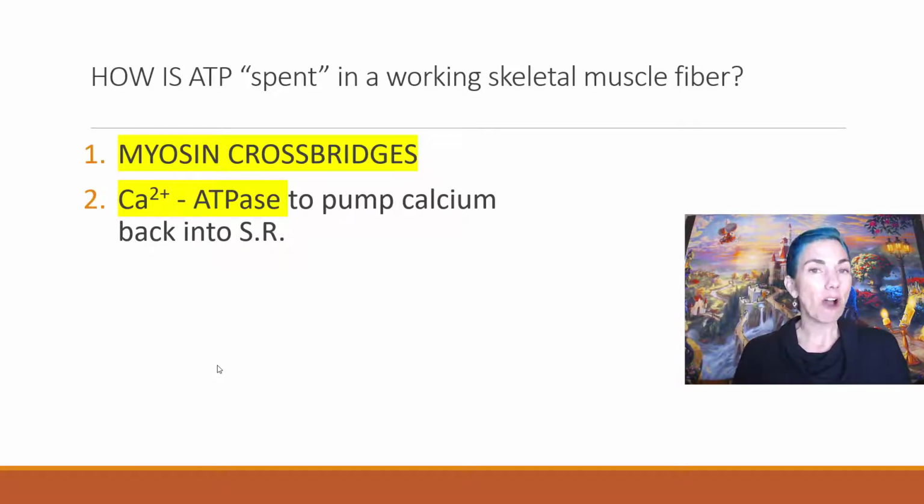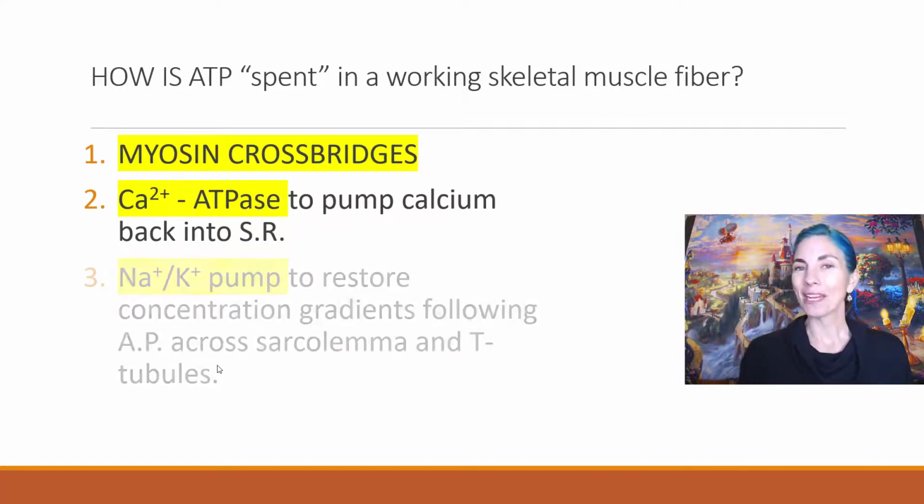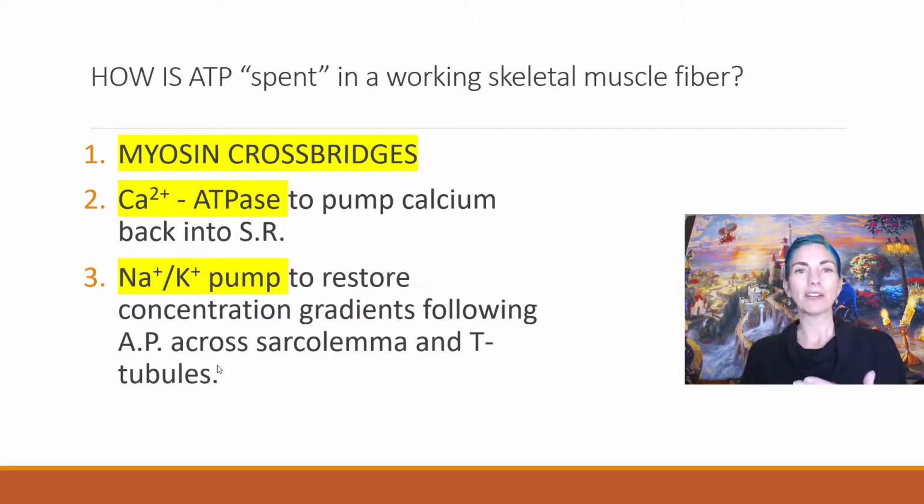The one that I did not explicitly state, but is implied, is the ubiquitous sodium-potassium pump. So why is the sodium-potassium pump so important here? Well, remember, skeletal muscle fibers are excitable. They run action potentials, and in order to ensure that we have the correct resting membrane potential to allow an action potential to occur, we need the sodium-potassium pump restoring our gradient. After a series of action potentials, sodium has come into the cell, potassium has left the cell, and we have to restore those gradients to let future action potentials happen.